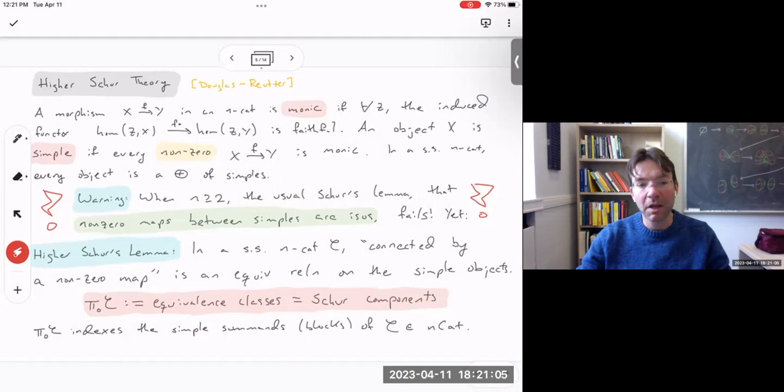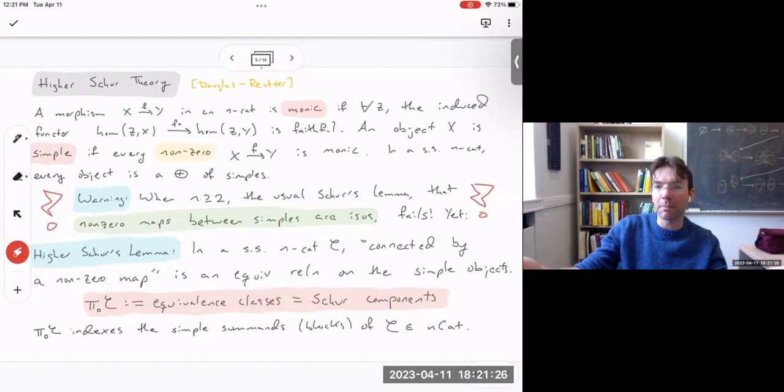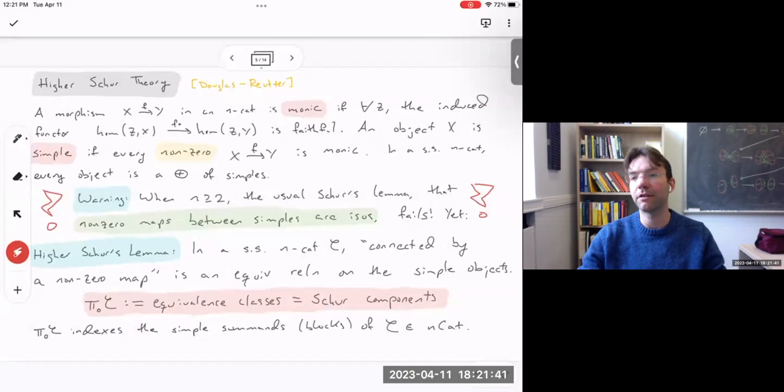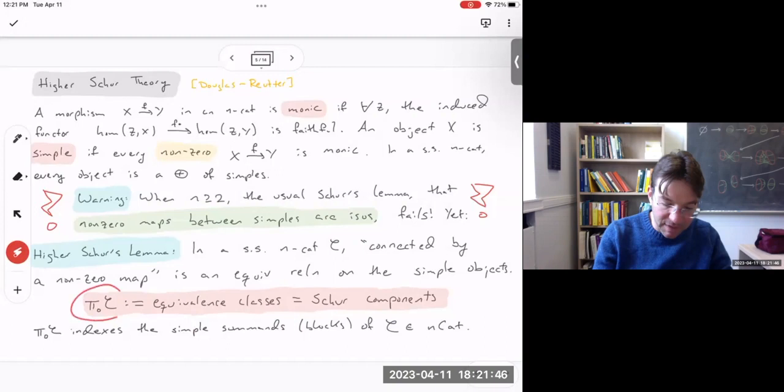In one category theory, it's very useful to talk about the set of isomorphism classes of simple objects. And when you're doing representation theory, you often break up an object as built out of its simple subquotients, simple summands. The thing in higher category theory that often plays the role of that set is the set of components for this coarser equivalence relation. It's not simple objects up to isomorphism, it's simple objects up to Schur connectivity. We call this the pi zero of the category, the Schur components of the category, because it really feels like connected components.